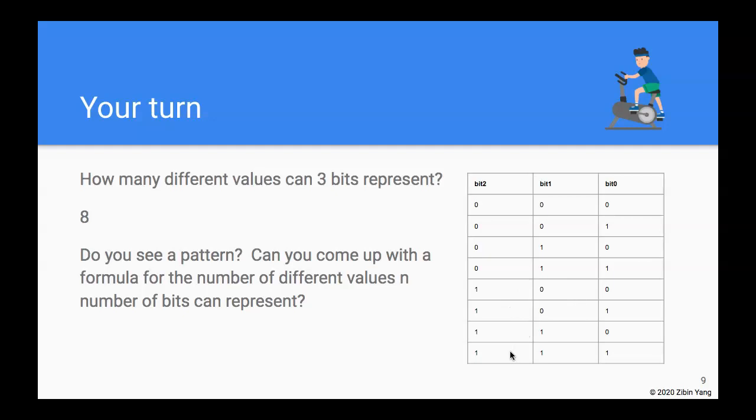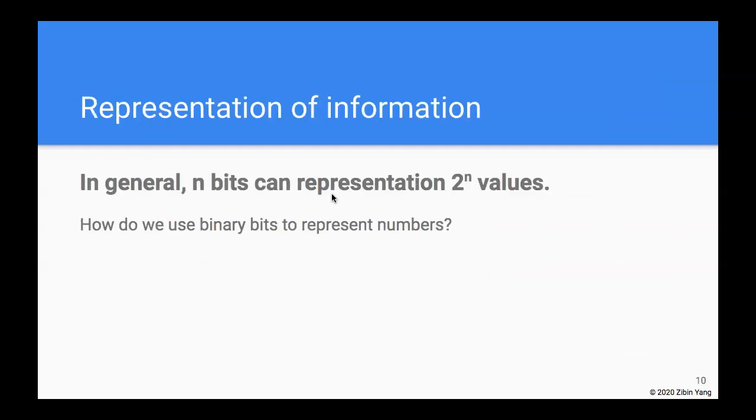So I hope by now you see a pattern that relates the number of bits to the number of different values those bits can represent. Can you think of a formula that defines that relationship? As it turns out, if there are n bits, then we can represent 2 to the nth power different values using those n bits. You can use this formula to go back to the previous examples and verify that it is correct.